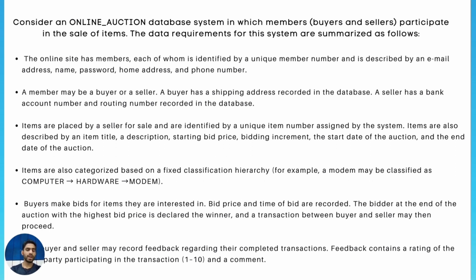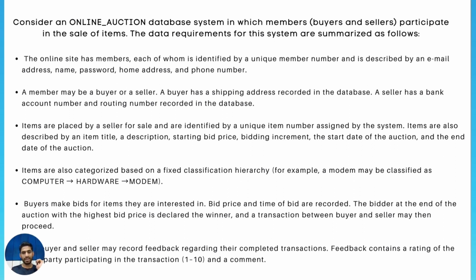The second thing: a member may be a buyer or a seller. A buyer has a shipping address recorded in the database. A seller has a bank account number and routing number recorded in the database. So we can assume that there is a member, and they can be a buyer or a seller. You can think of it like a member is a buyer or a seller.